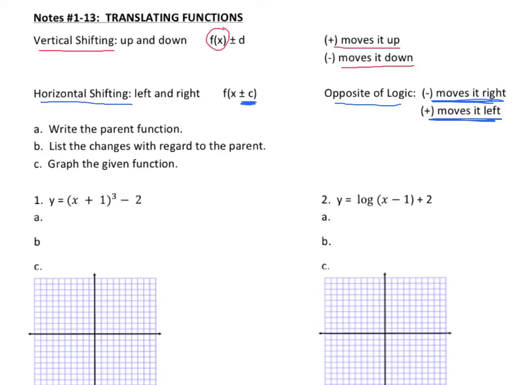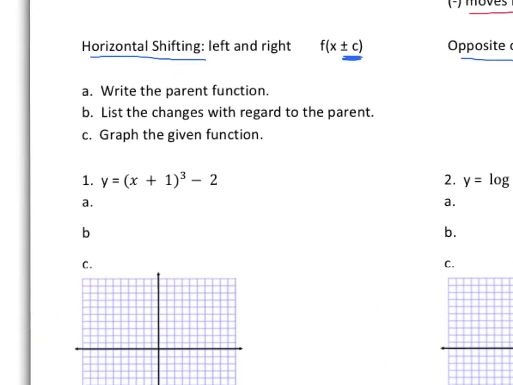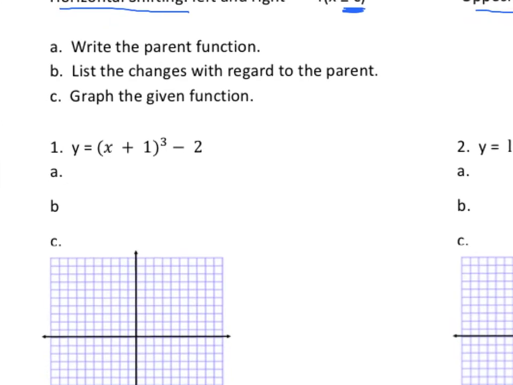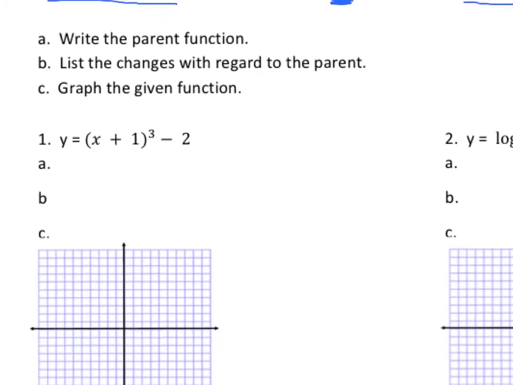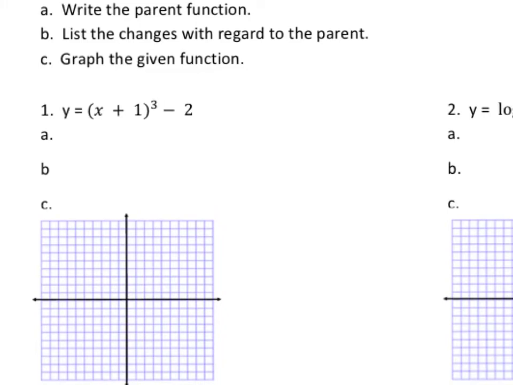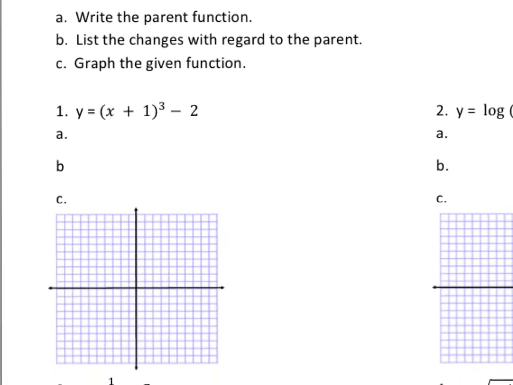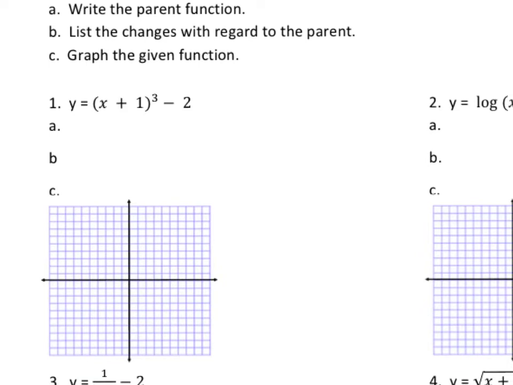Okay, so let's move on to example 1. What I want you to do is write the parent function, and then list the changes with regard to the parent function. So which way is it moving? Is it moving up, down, left, or right? That's what you're going to write. And then I'm going to have you graph the function. When you graph the function, I'm also going to have you write a t-chart, and I'll explain that in just a second, that shows what is happening to the function.